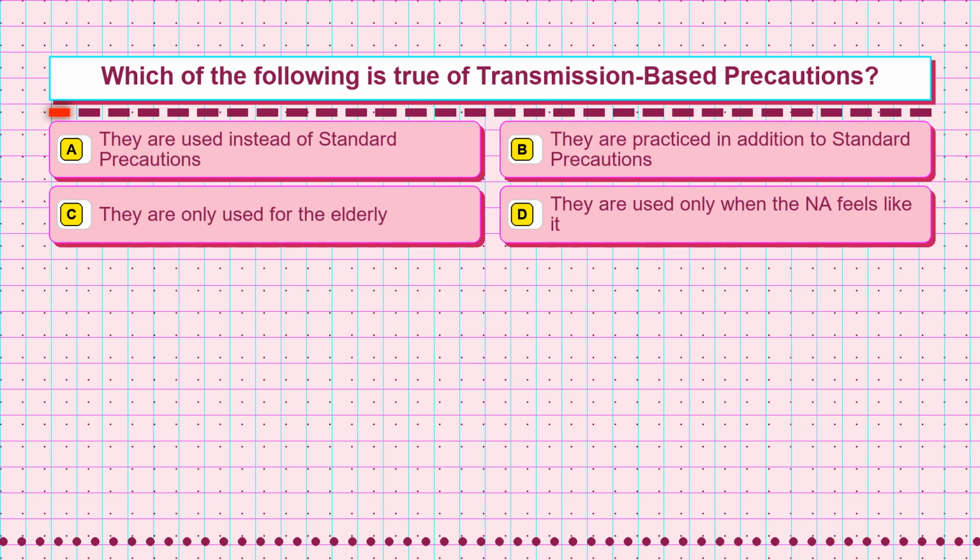Question 42. Which of the following is true of transmission-based precautions? Option A. They are used instead of standard precautions. Option B. They are practiced in addition to standard precautions. Option C. They are only used for the elderly. Option D. They are used only when the NA feels like it.